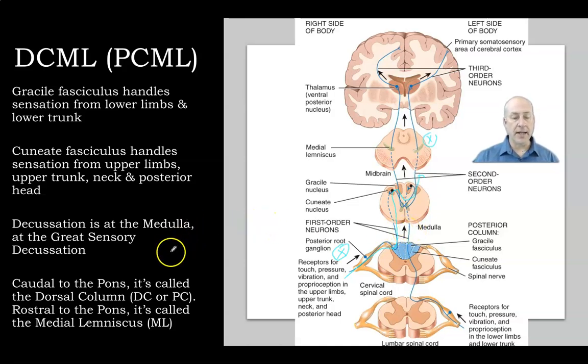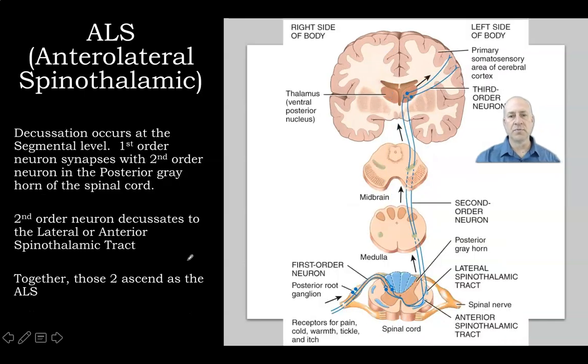And what do I have? Yeah, so caudal to the pons, it's called the dorsal column, and then through the upper medulla and into the pons, it becomes the medial lemniscus. No problem at all there. We can track that super easy.